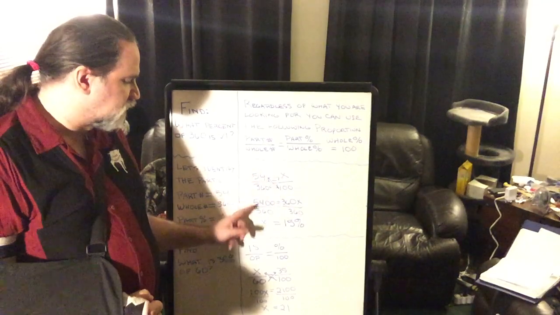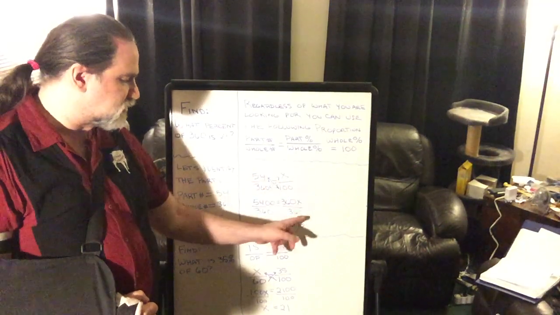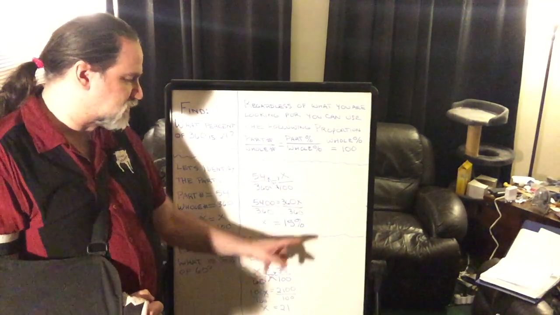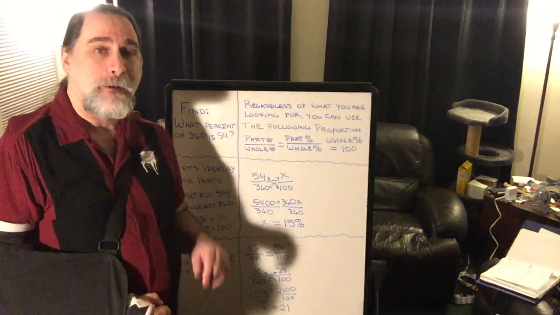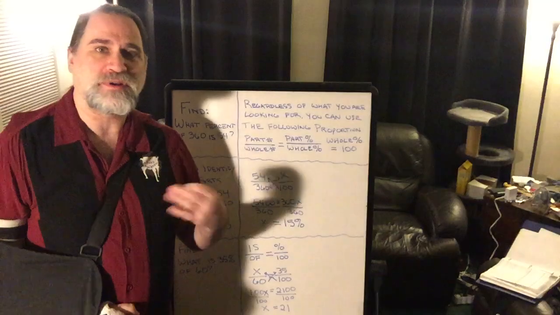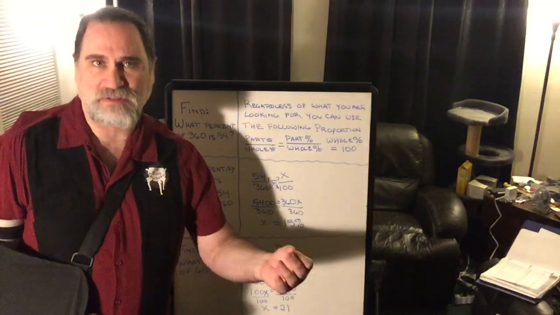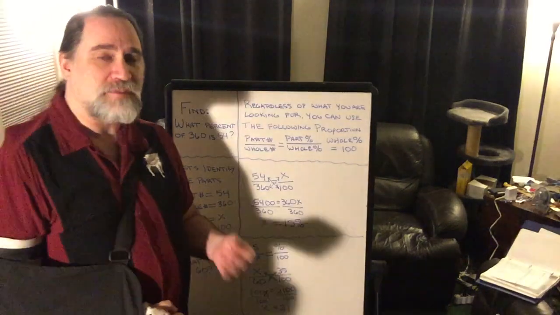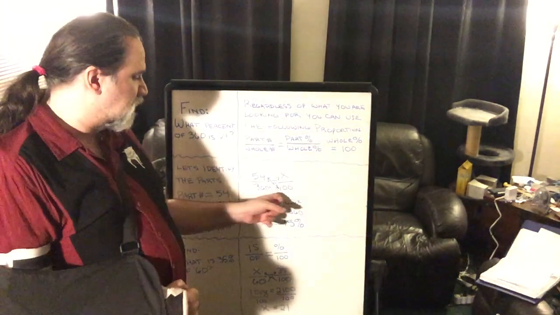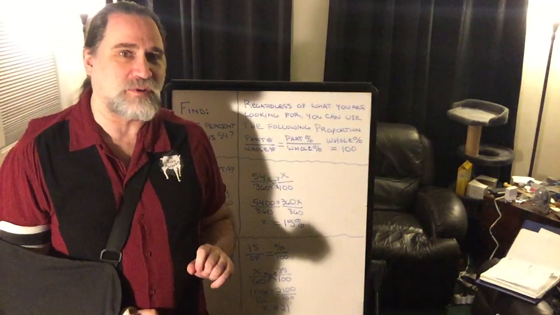So 100 times 54 is 5400. 360 times x is 360x. Divide both sides by 360, and x is 15%. The nice thing here is we don't end up with a decimal that we then have to convert to a percentage like we did in the last lesson. We automatically end with a percent because we already dealt with the 100.